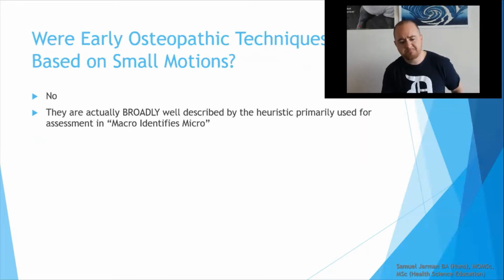So we're going to ask these questions and go through this in a fairly succinct way. Were early osteopathic techniques based on small motions? No, they weren't. Very broadly, early osteopathic techniques would best be described by the heuristic that I use for assessment, which is macro identifies micro. A large motion is made up of smaller subcomponents, such that the small subcomponent that isn't working is identifiable and you can work on it. So they used large motions to treat small areas. They used all the moving structures to treat the non-moving structure. Very broadly, early osteopathic techniques were not small and not precise. They were large motions that would take care of the smaller problem if it was present.